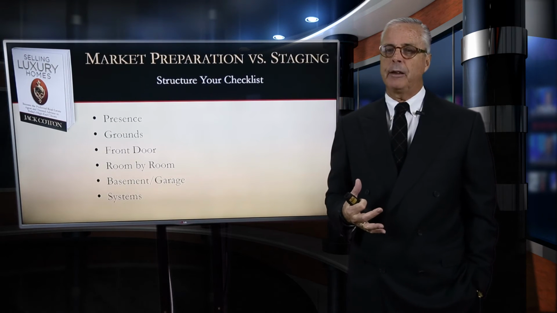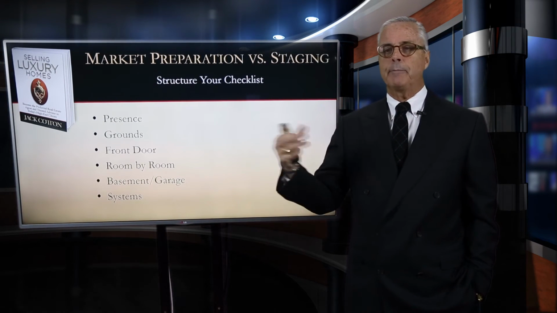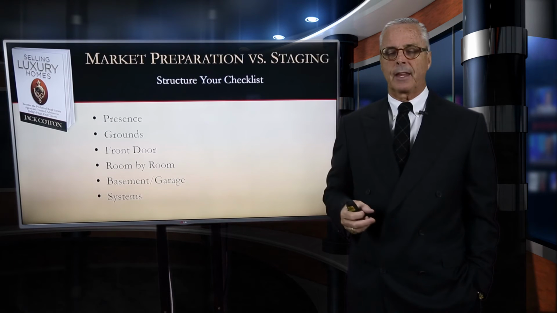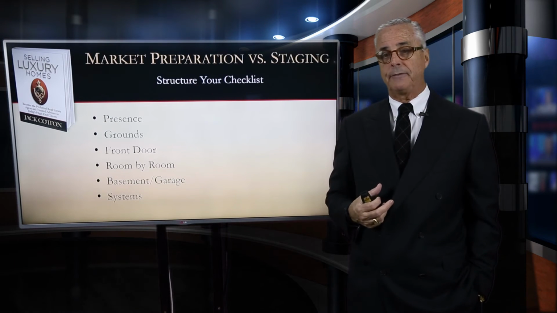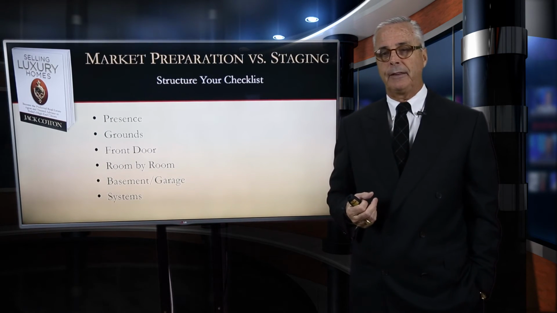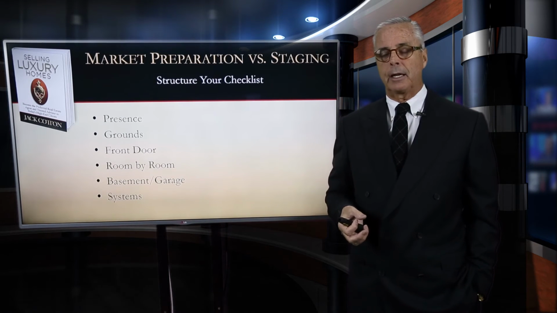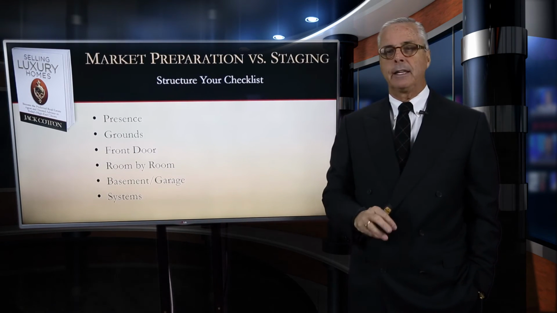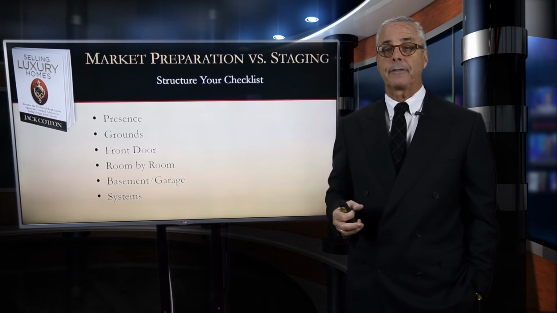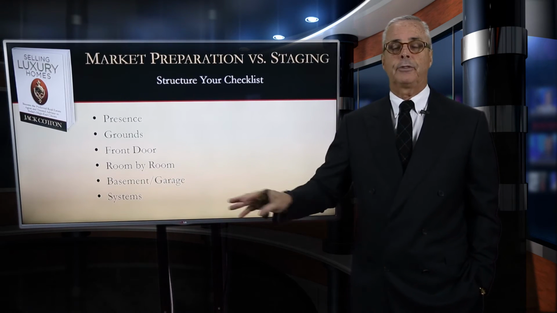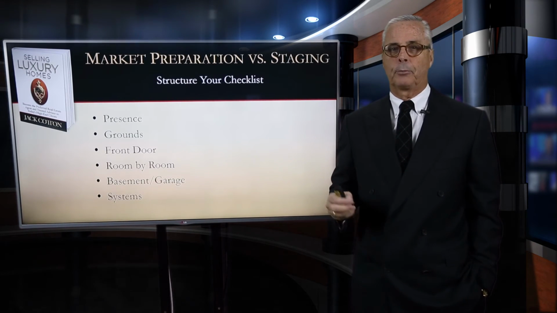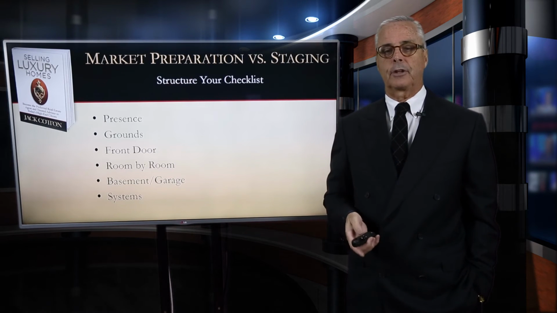I tell sellers in my market preparation checklist, take every bulb out of every light fixture in the house and put in the maximum wattage allowed by that fixture. This is not the time to be saving energy. When your house is on the market, forget about saving energy. Throw away all those compact fluorescent light bulbs. They're useless when your house is on the market. So put in the brightest bulbs your fixture can support.